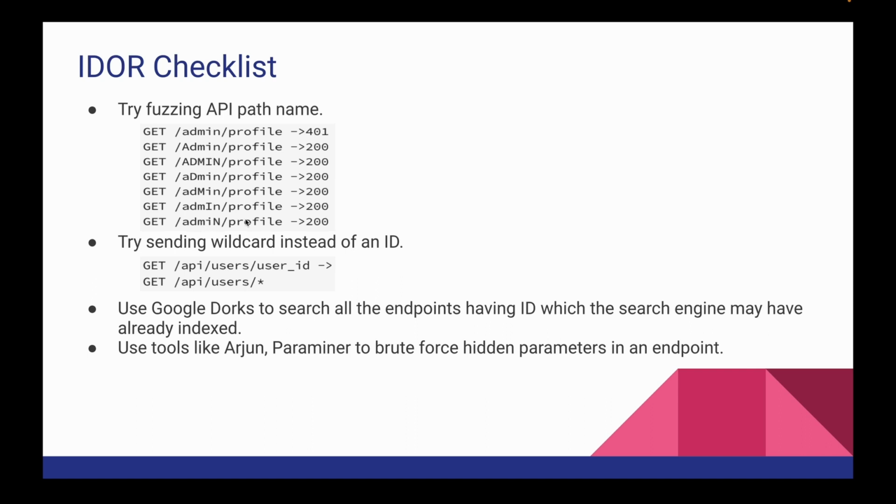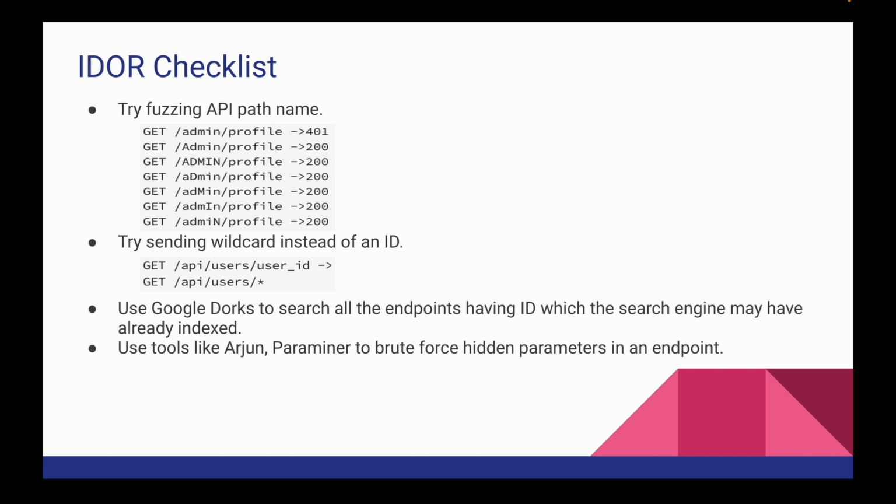In the API endpoint over here, try sending a wildcard instead of an ID. So instead of a user ID over here, try to insert a star mark, which is a wildcard, which might give you a result of all the users in that particular organization. You can also use Google Docs to search all the endpoints having ID parameter values, which the search engine may have already indexed.